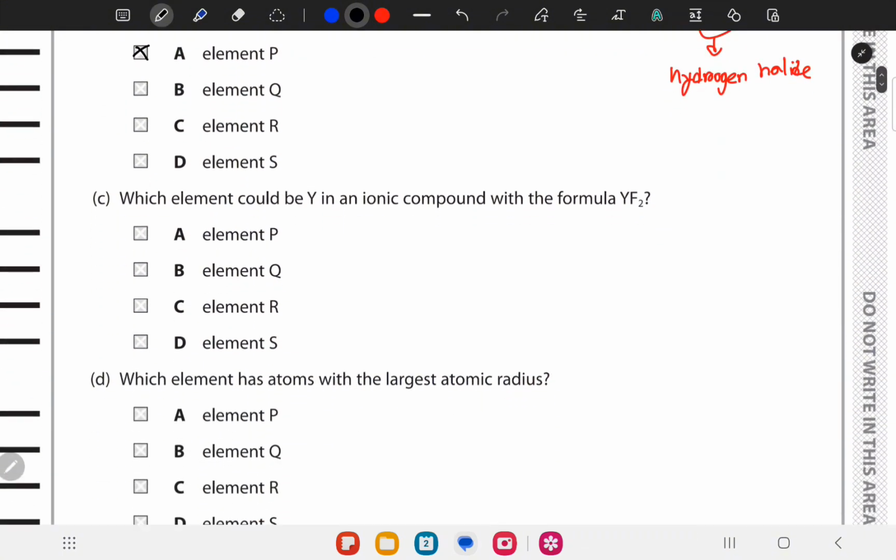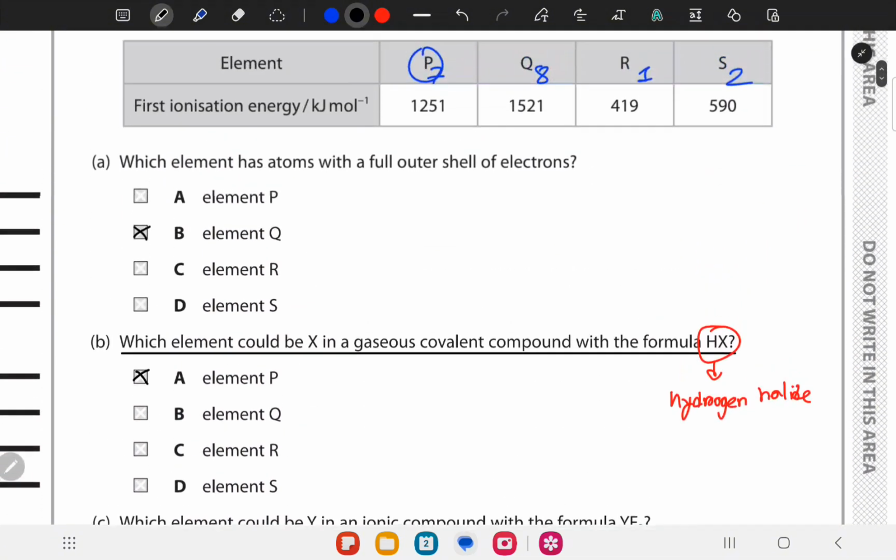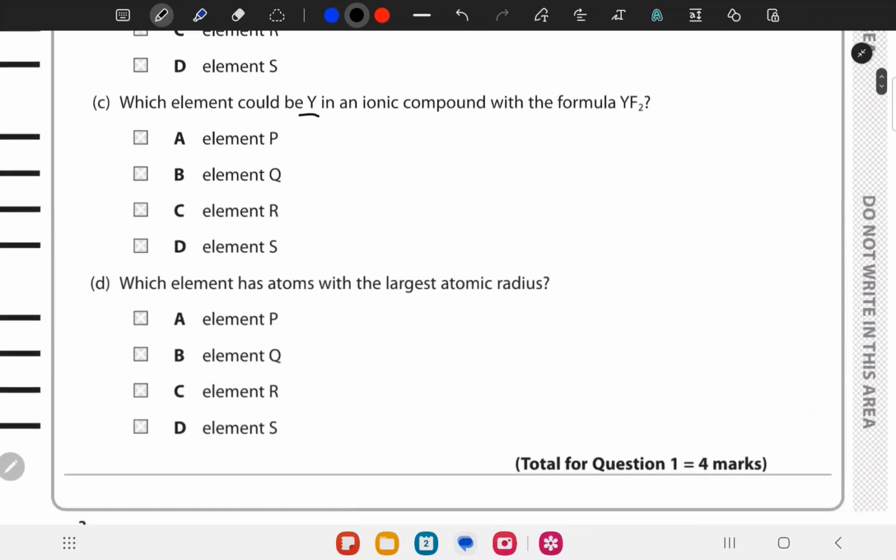In question C, they are asking what could be element Y in an ionic compound with formula YF2. So Y must have a charge of plus 2. So Y must be period 2, so S.